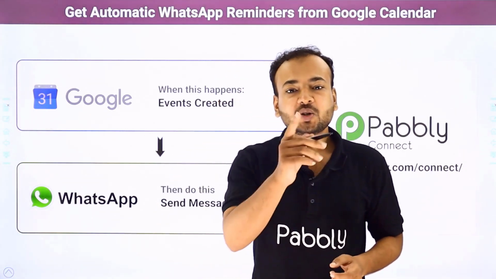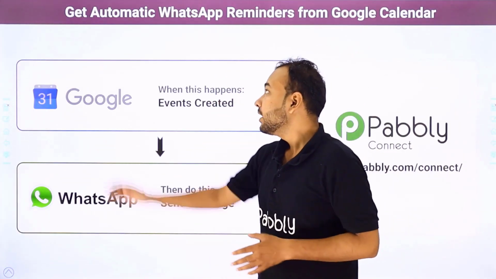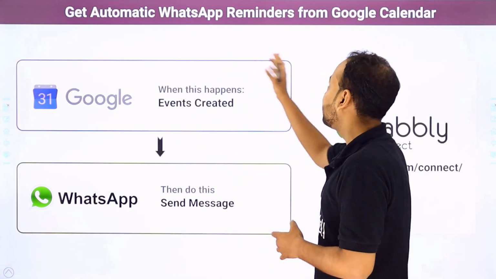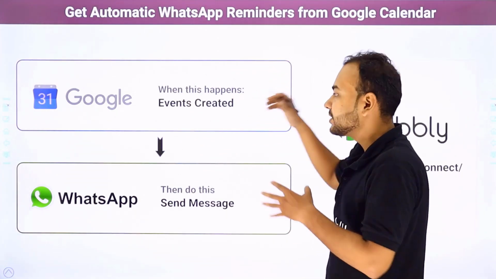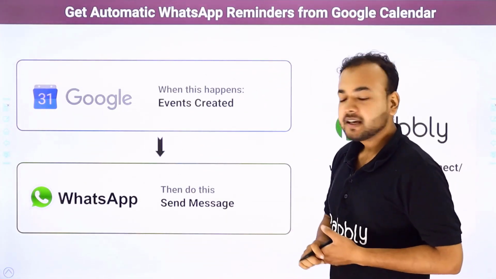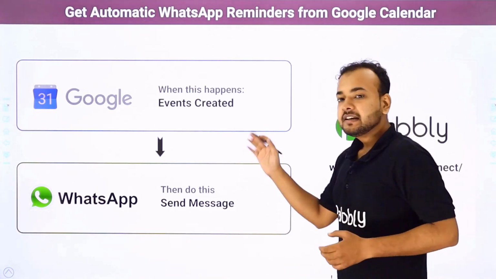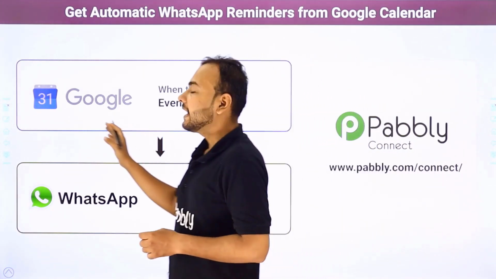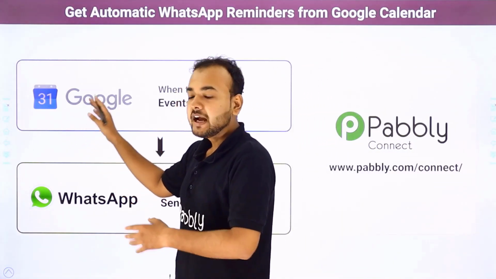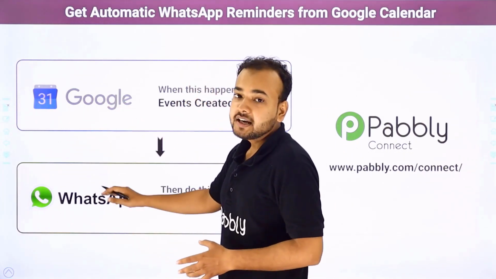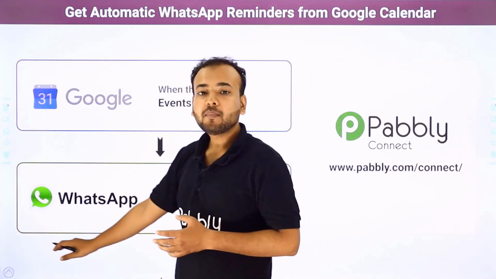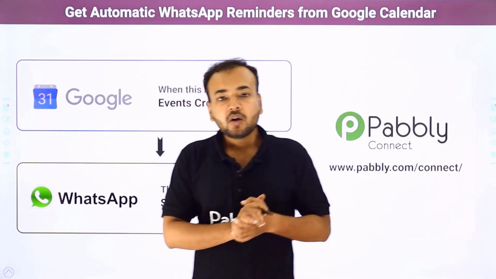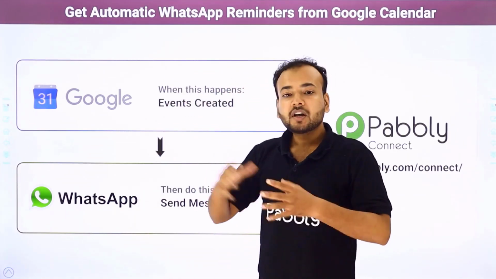In this video, you are going to learn how to get automatic WhatsApp reminders from Google Calendars. So let's see what is happening here. So you have created events here in Google Calendar, and according to that events, you are going to send reminder messages on WhatsApp automatically. Now let's talk about the applications we are using.